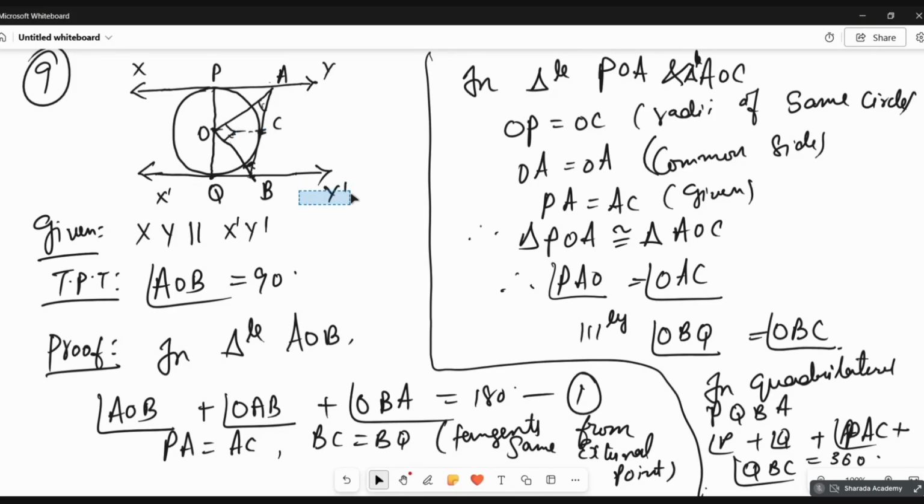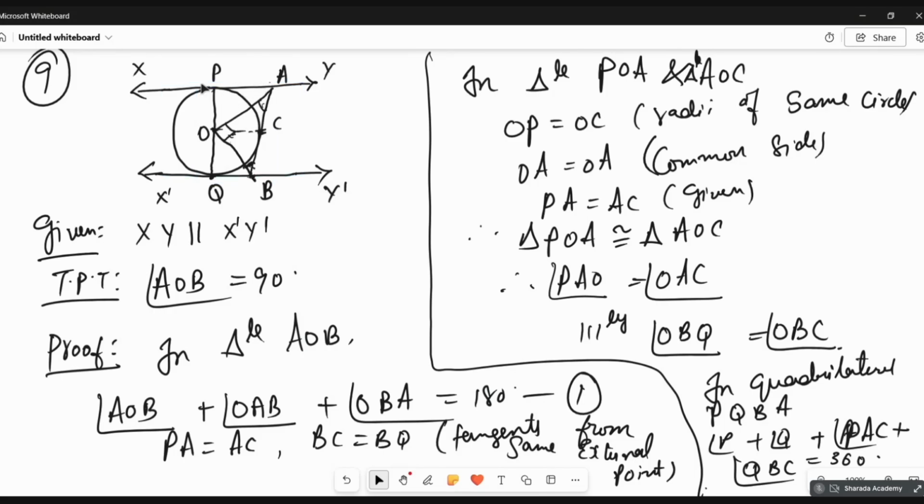From this diagram, we will know PA is equal to AC because they are tangents from the same external point. And BQ is equal to BC because these two are also tangents from the same external point. That we have written. Now, consider triangle POA. POA is one triangle, AOC is another triangle. In these two triangles, I am proving they are congruent.